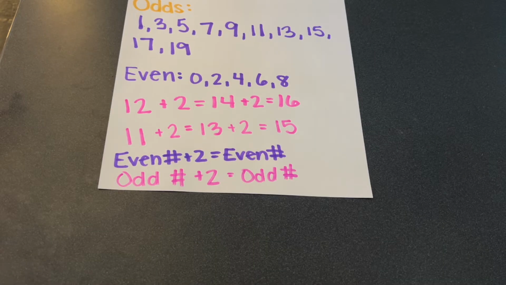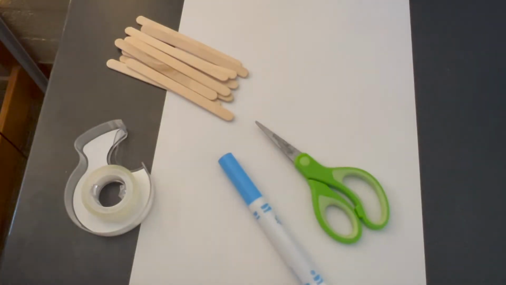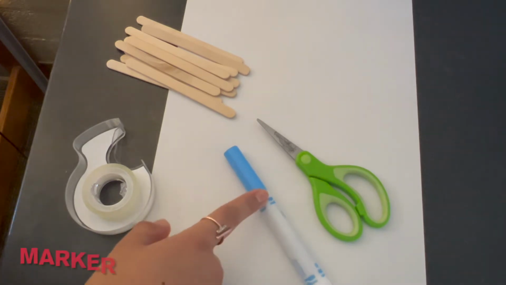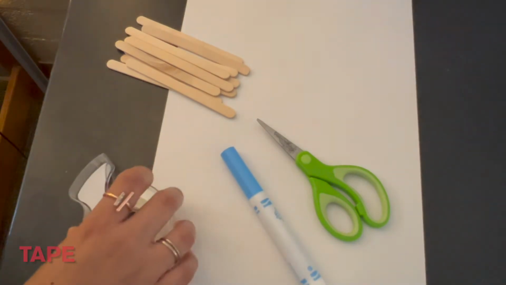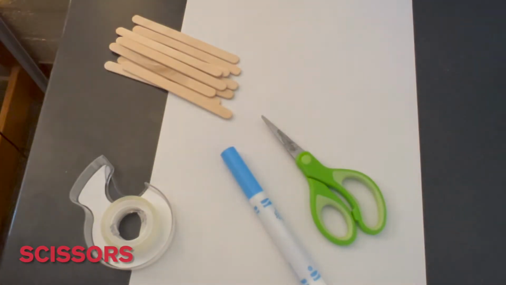Now that we know our rules, we can move on to our main activity. For this activity, you will be needing 1 or 2 sheets of white construction paper, a marker, some tape, 10 popsicle sticks, and some scissors. Make sure you have parental supervision.